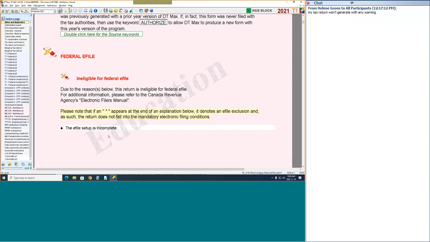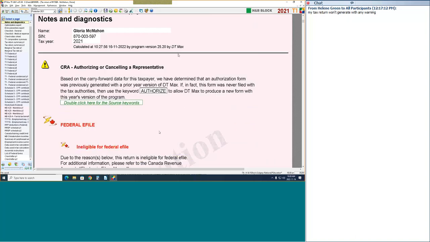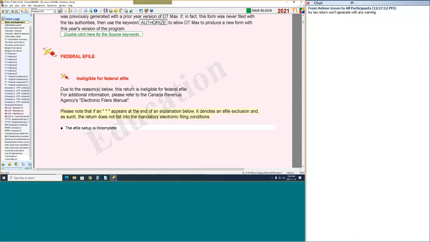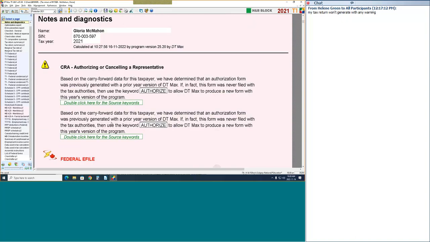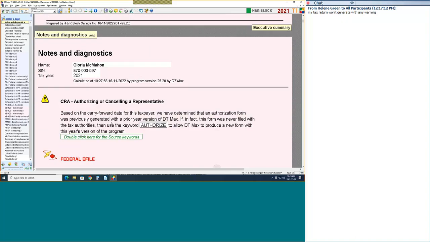So when you're doing your notes and diagnostics pages, I want you to make sure you have no data entry warnings or data editor warnings, and make sure the only thing for ineligible for federal e-file is one bullet point that says the e-file setup is incomplete. Are there any questions about that notes and diagnostics page or about warnings that you're not sure how to clear?